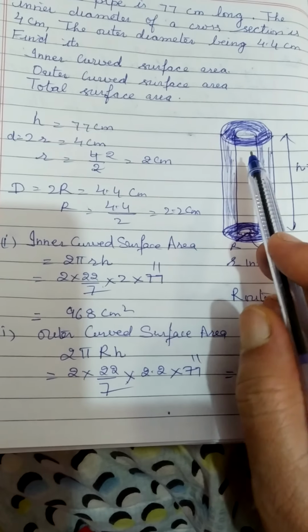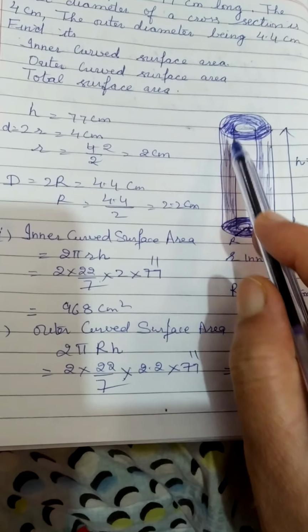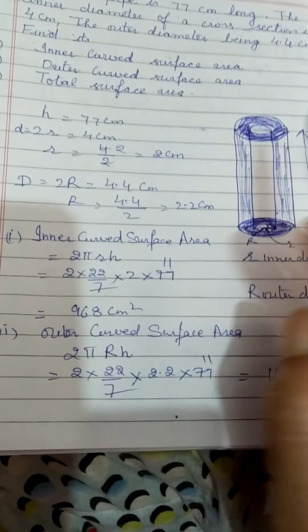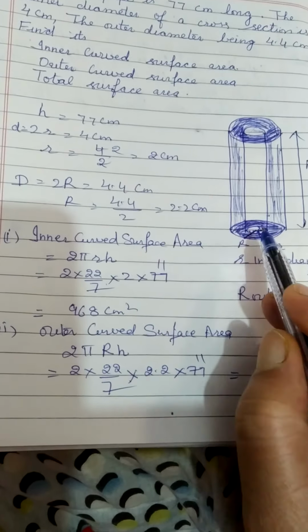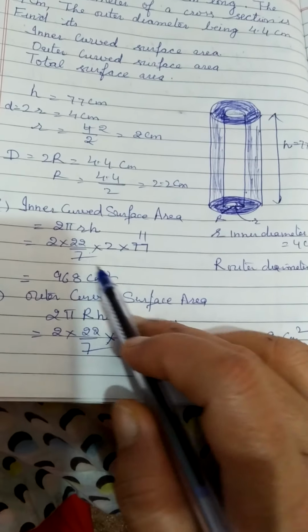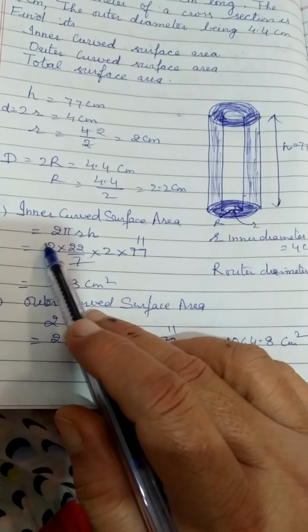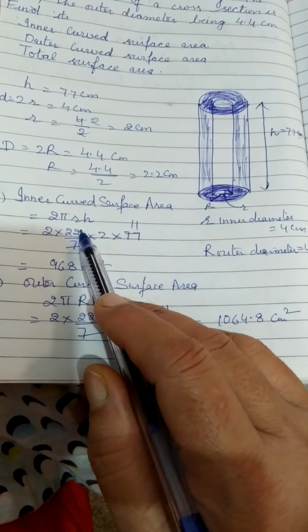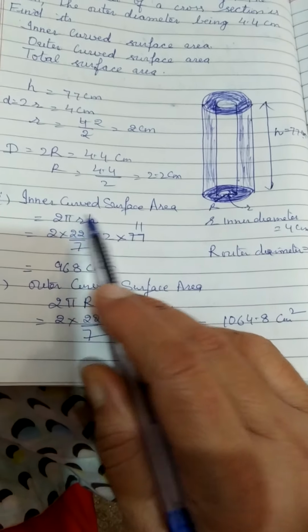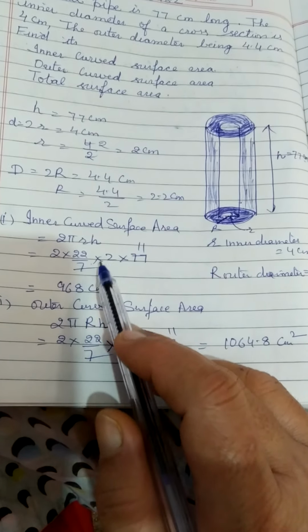Now we have got one internal surface in this metal pipe, one outer curved surface, one surface on the lower ring and one surface on the upper ring. Now the first part is to find the inner curved surface area of this cylindrical pipe. For this, the formula will be 2 pi small r h, because the radius for the inner curved surface area is small r.